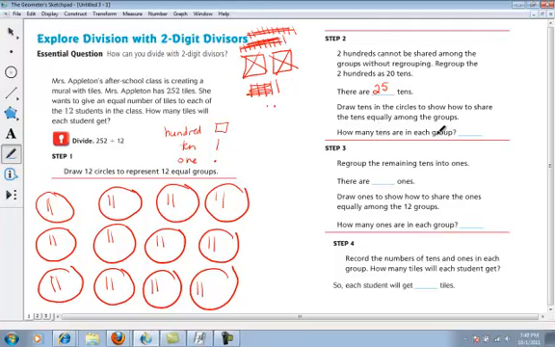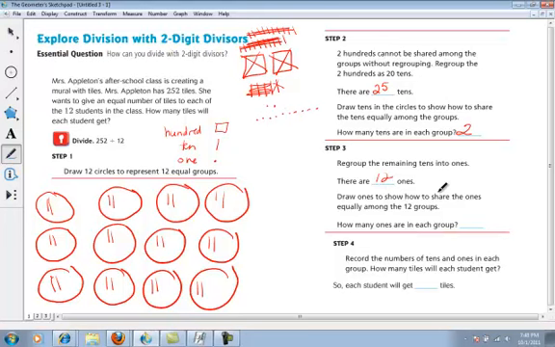So how many 10s are in each group? Well, I have 2 10s in each group with 1 10 that didn't fit. So I'm going to say that there are 2 10s in each group. Now I need to regroup the remaining 10s into 1s. Well, I only have 1 10 left, so I'm going to cross it off and regroup that into 10 ones. 1, 2, 3, 4, 5, 6, 7, 8, 9, 10. So now there are 10, 11, 12 ones.